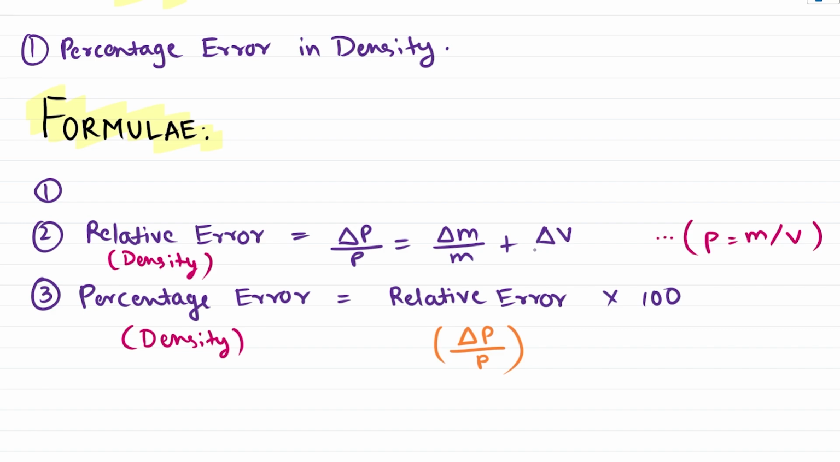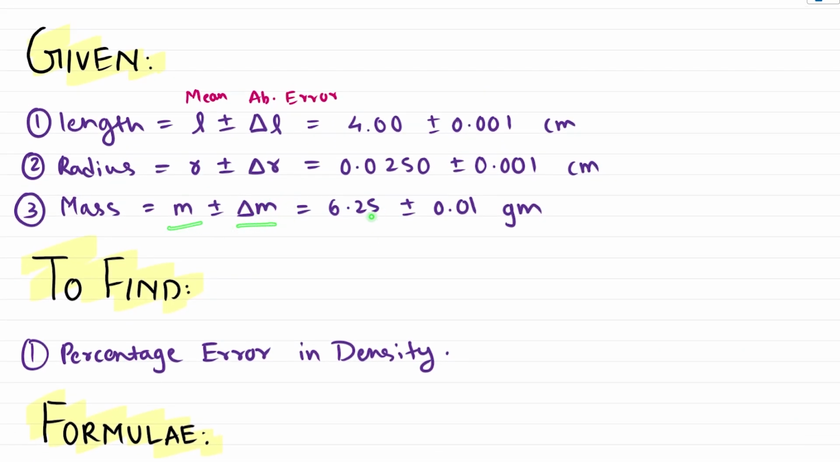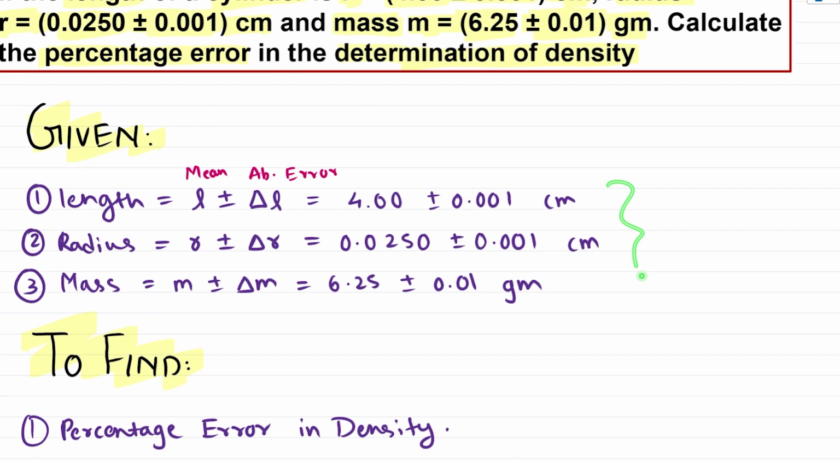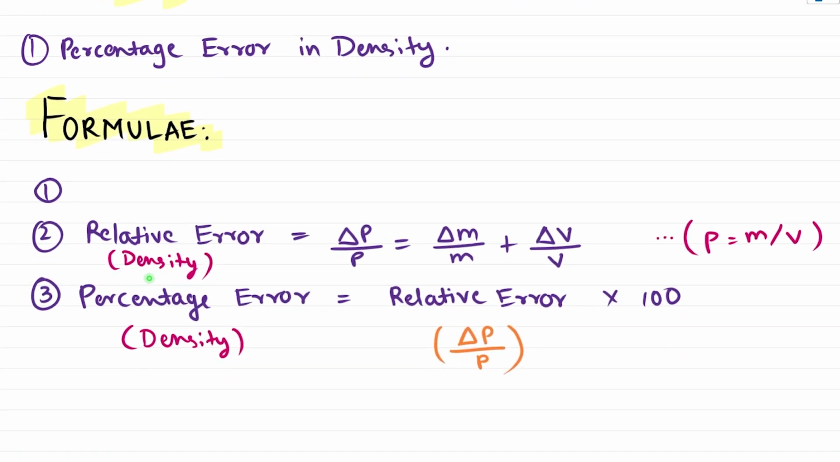So relative error in volume is delta V upon V. Now if we notice, relative error in mass is easy to calculate because the values of delta m and m are given to us, but relative error in volume is difficult to calculate because we have no idea about the volume of the cylinder. So before we calculate the relative error in density, it's important for us to calculate the relative error in the volume of this cylinder. So our first task now becomes to calculate the relative error for the volume of the cylinder.